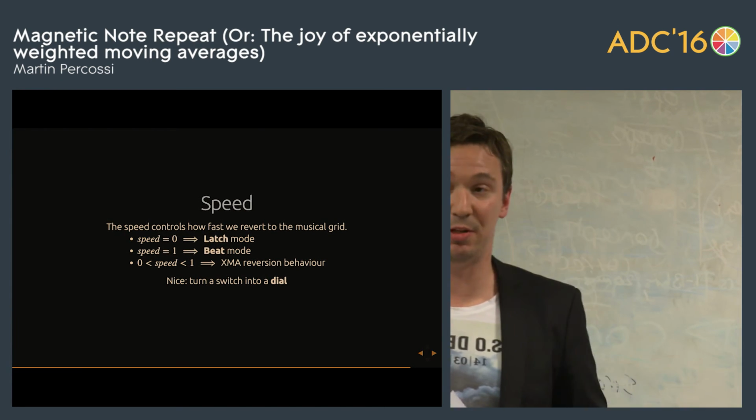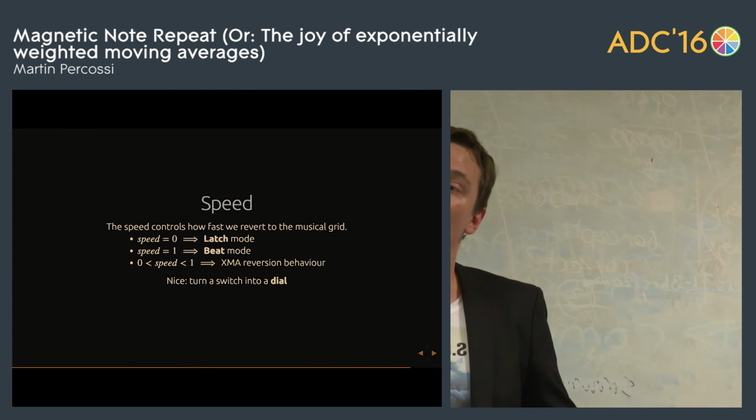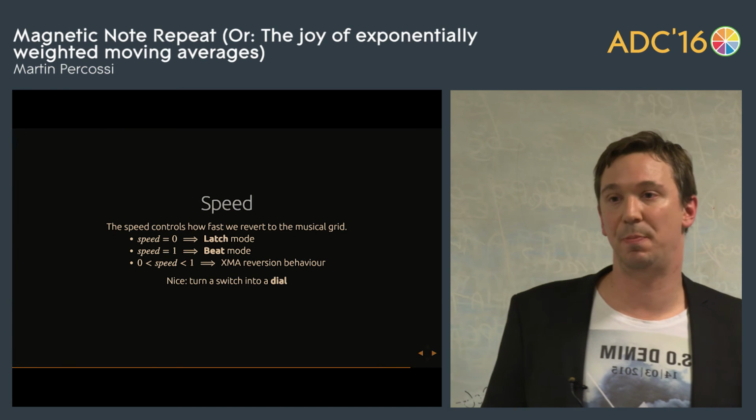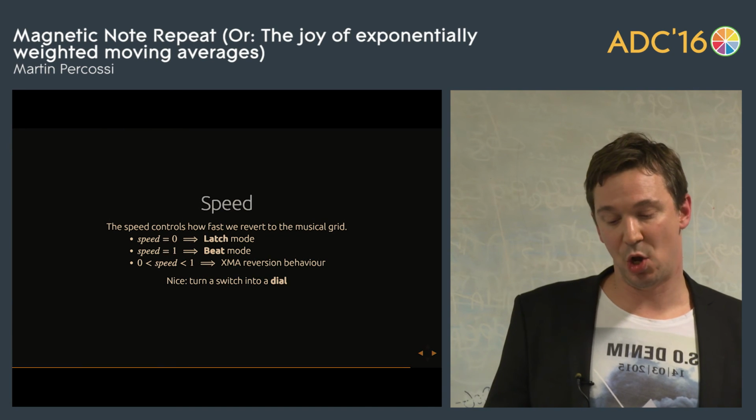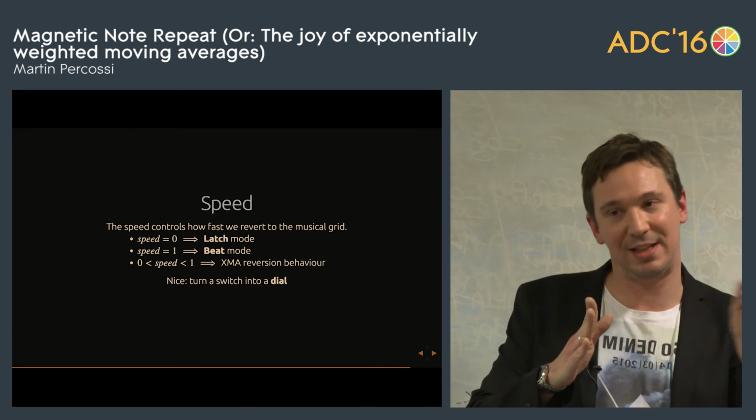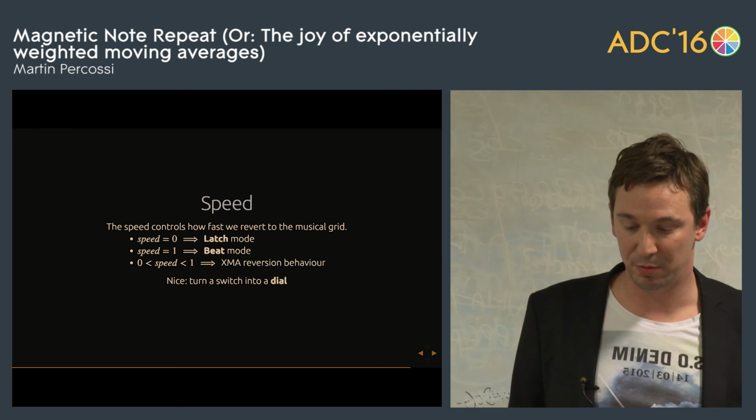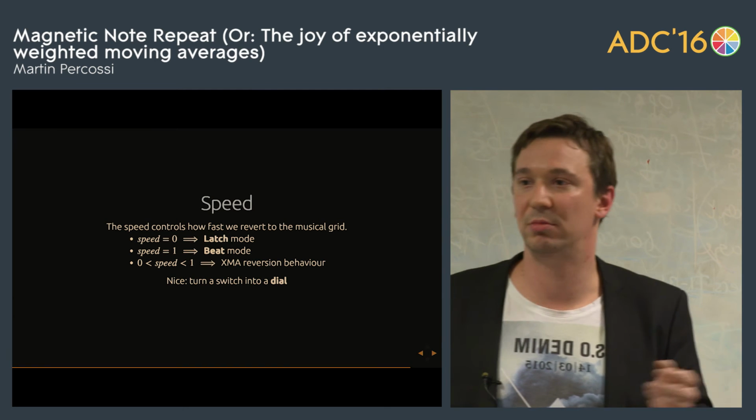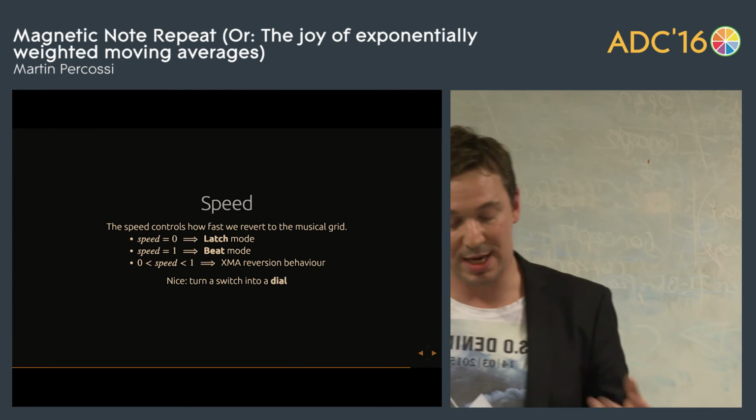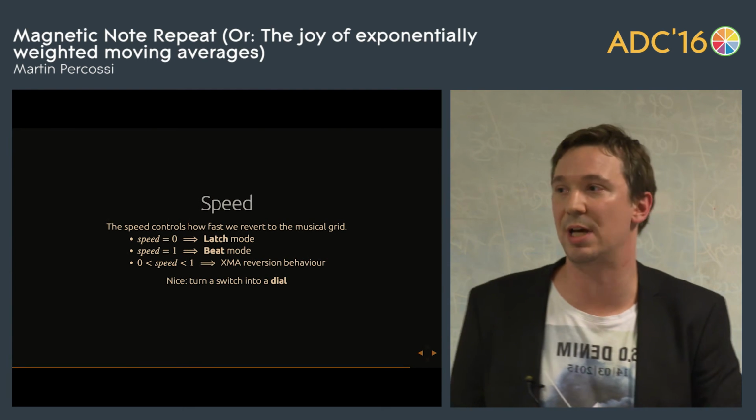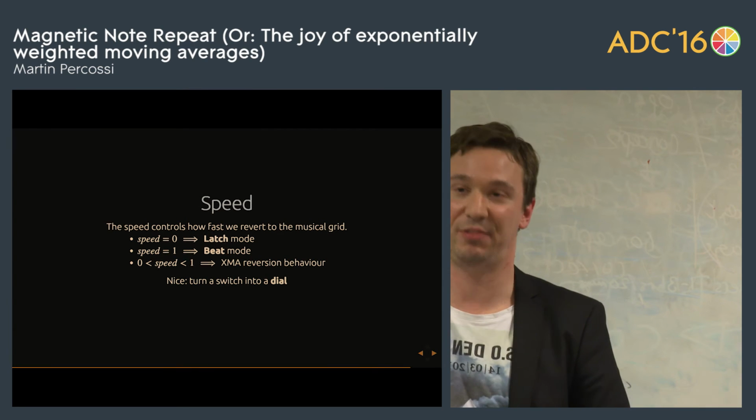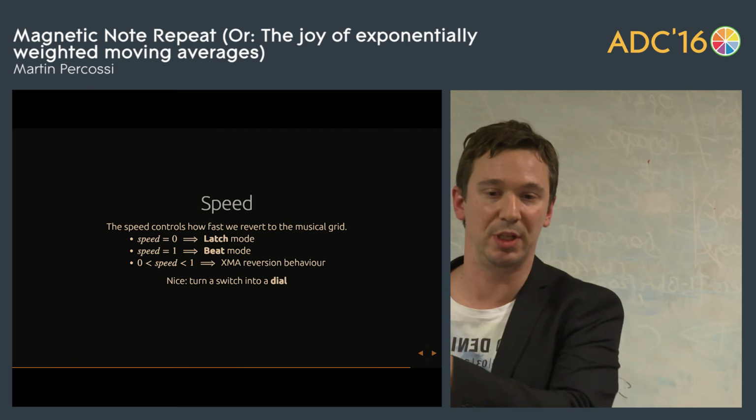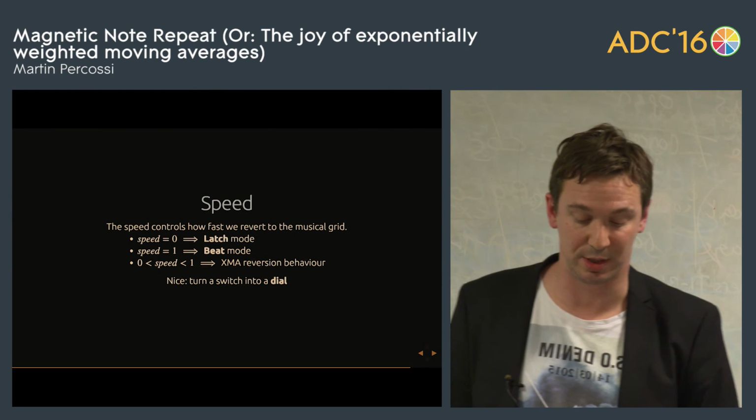If we have a speed of 0, that's basically a latch mode. If we've got a speed of 1, that's our beat mode, because we correct that error immediately in one go. And between 0 and 1, we have something in between. It slowly comes back in. That's nice because we've turned a switch into a dial. I like this idea of taking something which is bimodal and turning it into something that can vary continuously.